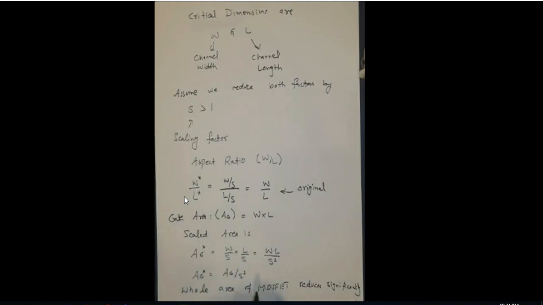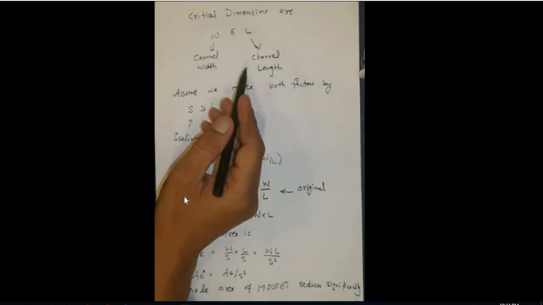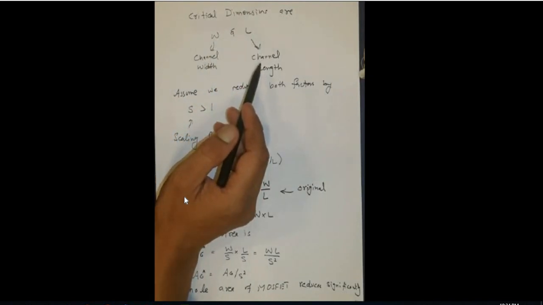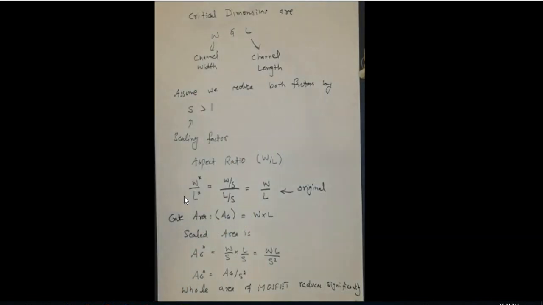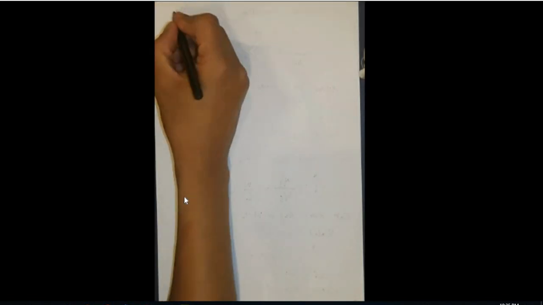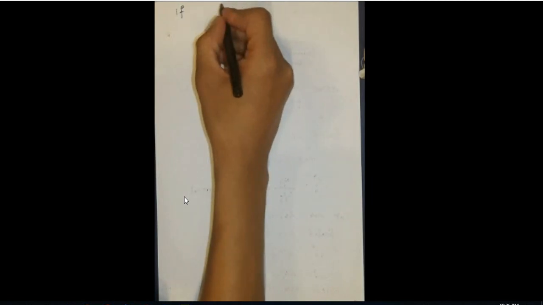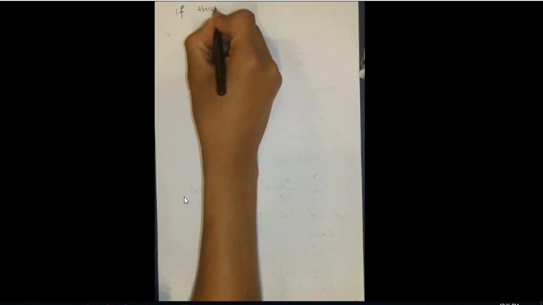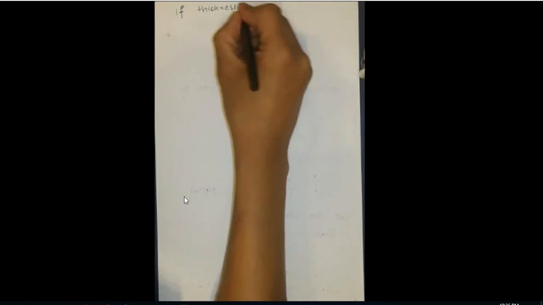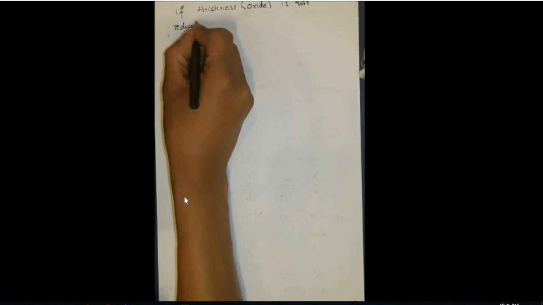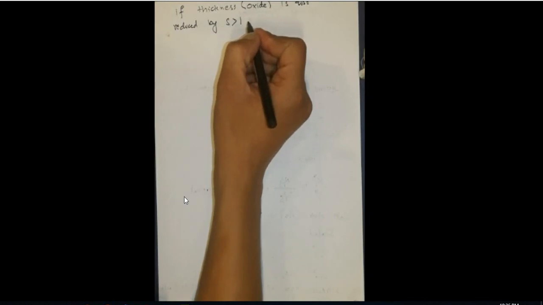So we have reduced our area significantly when we change the size from W by L to W by S and L by S. If the thickness of the new MOSFET, like the oxide thickness, is also reduced by the same factor S, then we know that the capacitance will be affected.